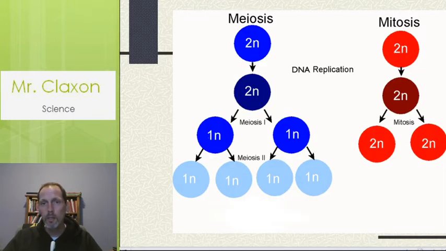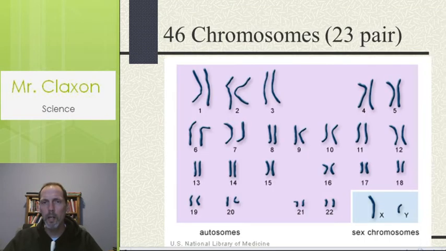Another way of looking at it, they're calling the original cell 2N. For mitosis, you get 2 identical cells with 2N, but for meiosis, you get 4 cells, and they only have half the number of chromosomes, so you get 1N, and that's what really makes it different. So another way of seeing that. It's a pretty good diagram to show you that.